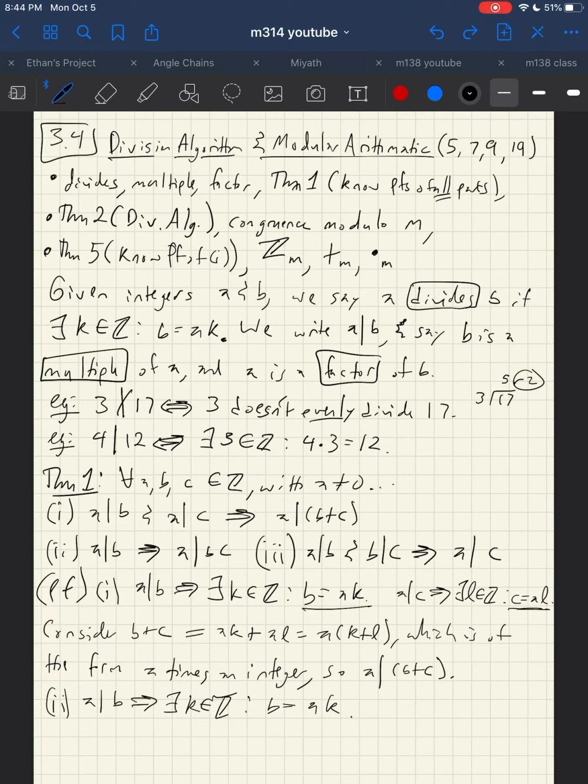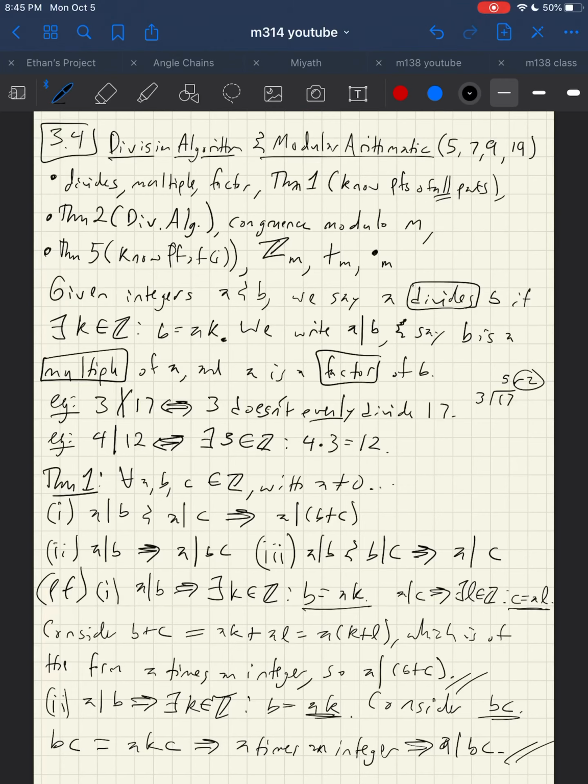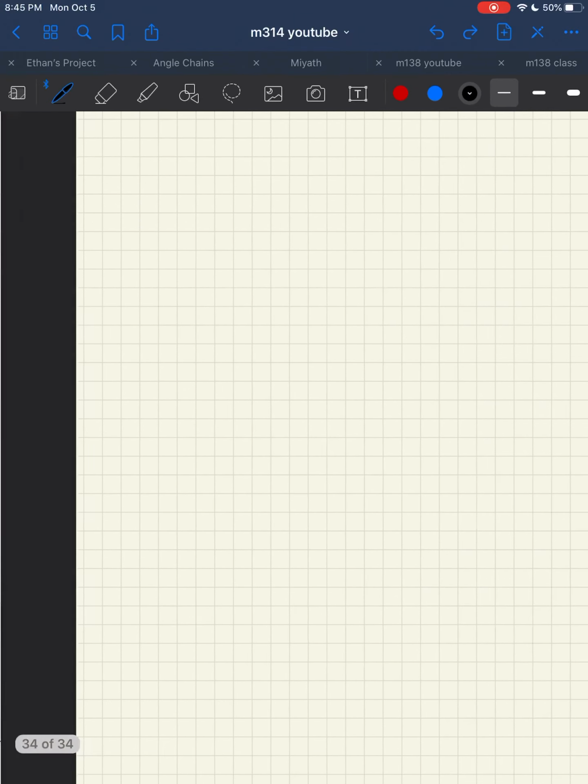Let's look at the right-hand side of the conclusion here. There's b times c. Now we consider bc. Well, bc is equal to, let's write out, akc, which is a times an integer. So I've just shown that bc is a times an integer, which means a divides bc as claimed. And again, these little diagonal lines just sit at the end of a part. Now let's try to do this third part here.